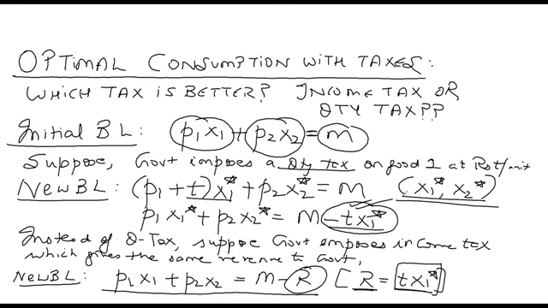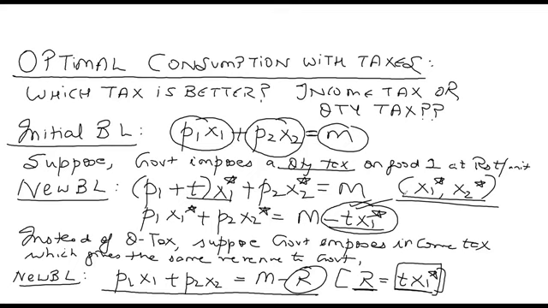Now, instead of the quantity tax, suppose the government imposes an income tax which gives the same revenue to the government. In this case, my budget line equation will be P1 X1 plus P2 X2 is equal to M minus R, where R is nothing but the same revenue the government was getting from the quantity tax, which was T X1 star. Now let us diagrammatically look at which tax will be better.